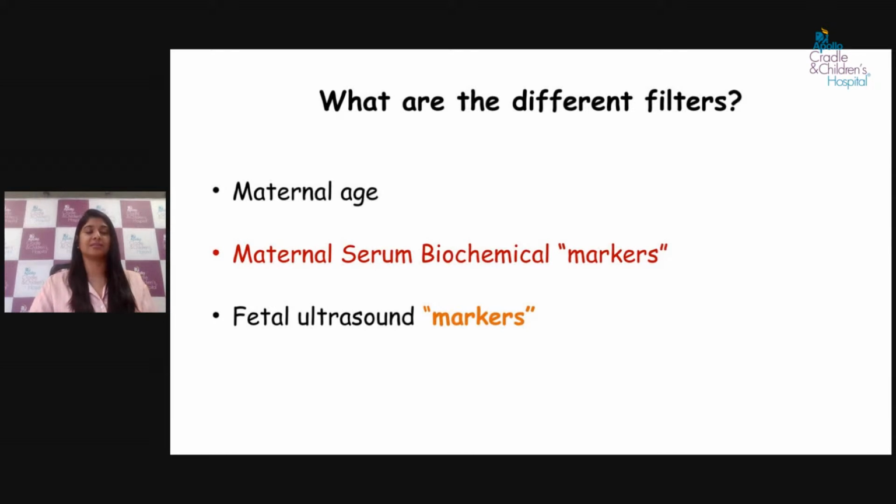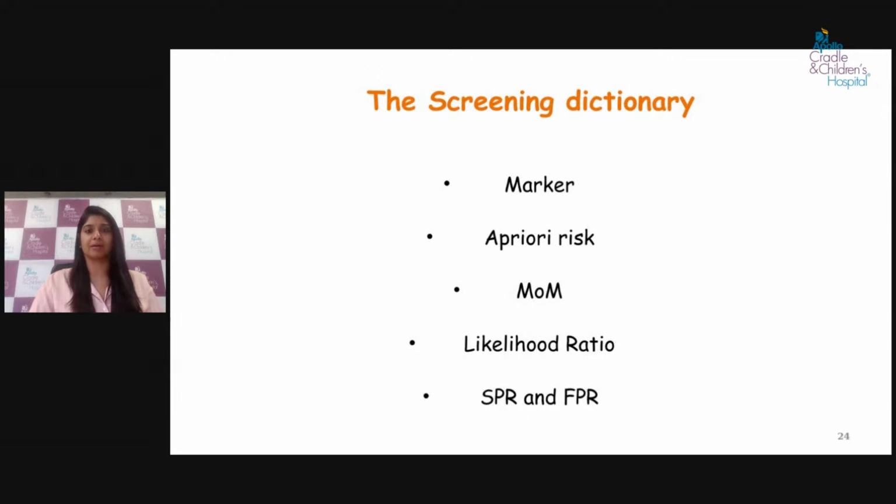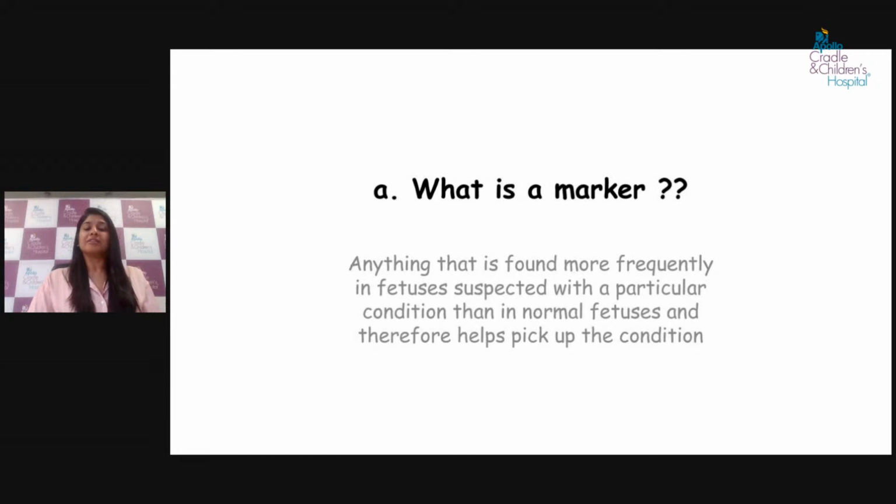What are the different filters? One is maternal age, like I've already discussed: as the age increases, it is directly proportional to the risk of Down syndrome. Then maternal serum biomarkers and fetal ultrasound markers. There's a screening dictionary, certain words that we use to categorize and put them into a certain risk, to calculate the risk. They are the markers, the a priori risk, MoMs, likelihood ratios, the screen positive rate, and the false positive rate. What is a marker? Anything that is found more frequently in a fetus suspected of having a particular condition than in normal fetuses, and therefore helps pick up the condition.